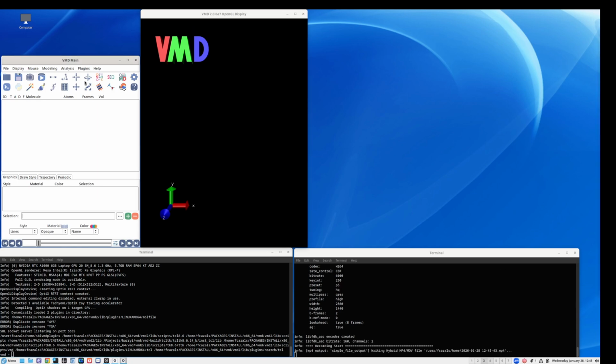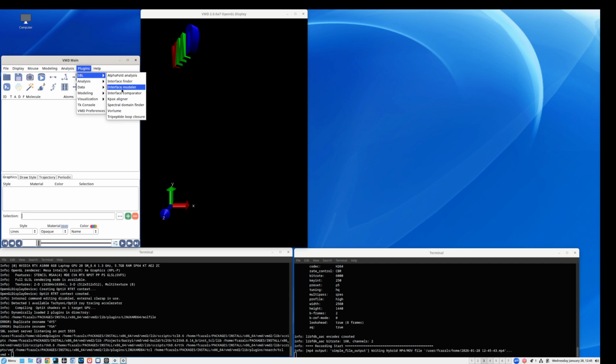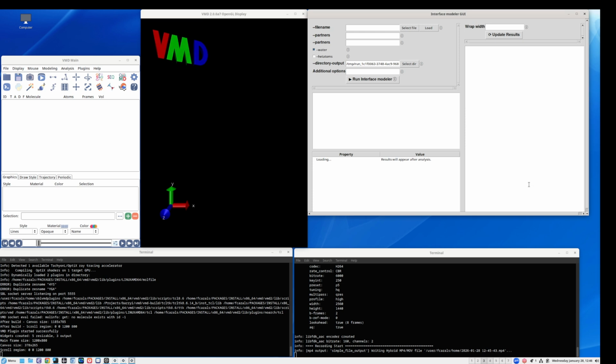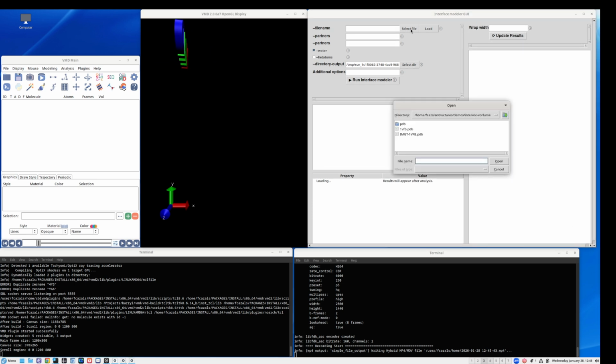Alright, so in this video I'm going to show you how to study molecular interfaces using Intervor under VMD2. So I'm going to the plugins menu and I'm going to open the interface modeler plugin. So here is the window, and the first thing I'm going to do is to select a file. I'll be using 1vfd.pdb, which is an antibody antigen complex.